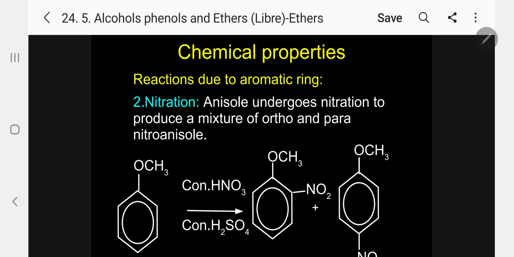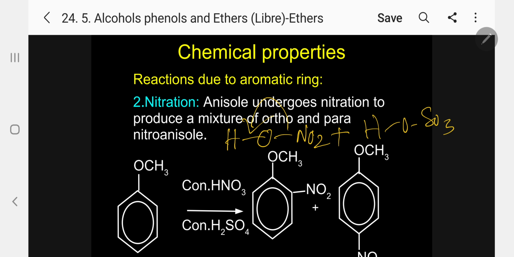So, how do we have to remember? Let me write the structure, you just follow. This is the first step of the mechanism. HNO3 plus HOSO3H. So, what will happen now? This is cleaved in the form of OH minus and NO2 plus, and H plus and SO3O minus. Kindly follow. This is the way it is formed.